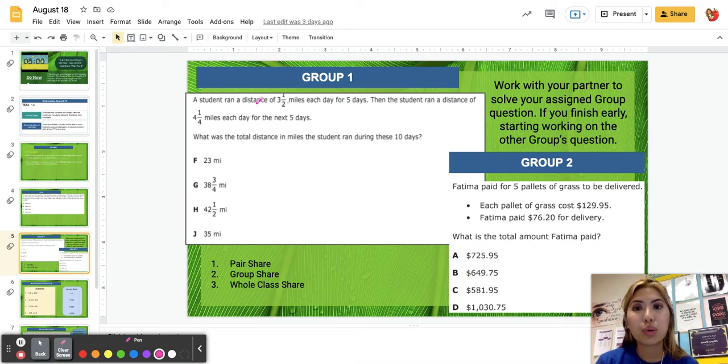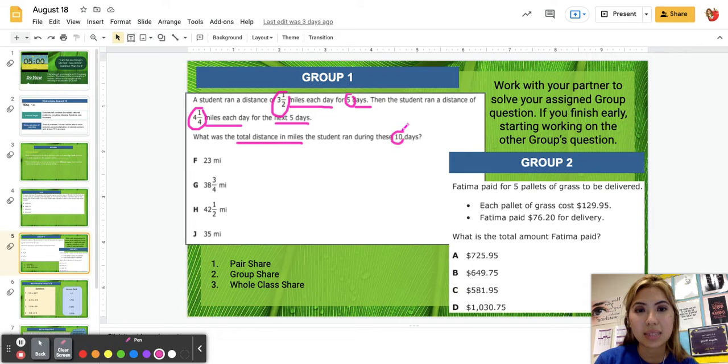Starting with group 1's problem, it says a student ran a distance of 3.5 miles each day for 5 days. Then the student ran a distance of 4 1/4 miles each day for the next 5 days. The question is asking, what was the total distance in miles the student ran during these 10 days?